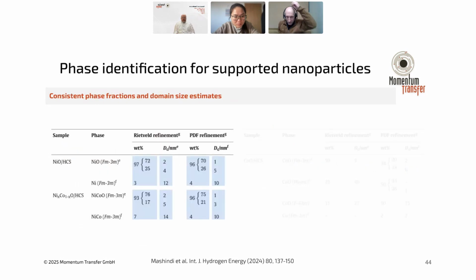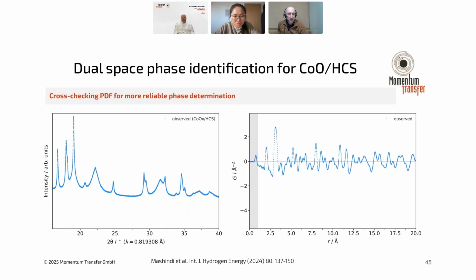And so we can do that for the nickel oxide and the nickel cobalt oxide systems and check what results we're getting. And we actually see really good consistency in the quantification. So around 96, 97% of nickel oxide, a few percent of nickel, and we also get a good match in the domain size estimates for the particles. And you can see there's quite a significant fraction of very small particles in the 1 to 5 nanometer range. Okay.